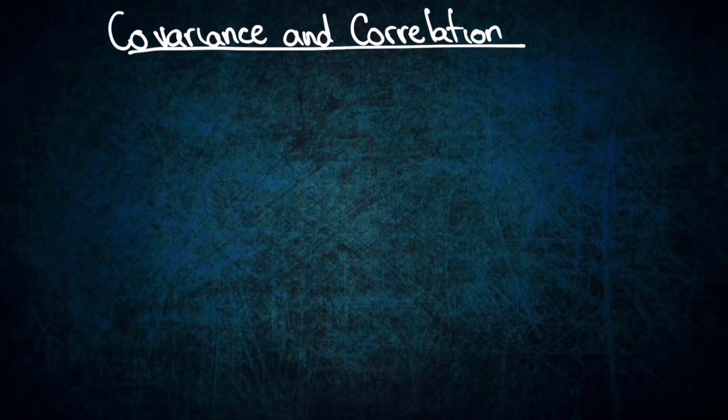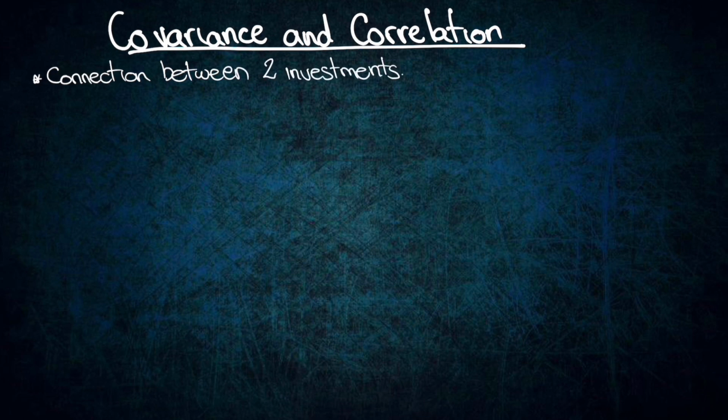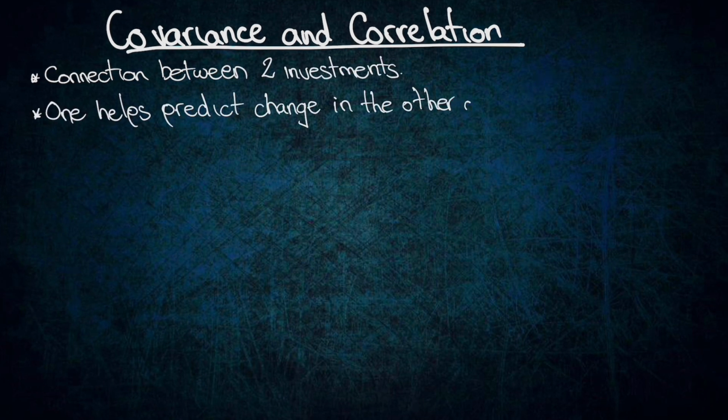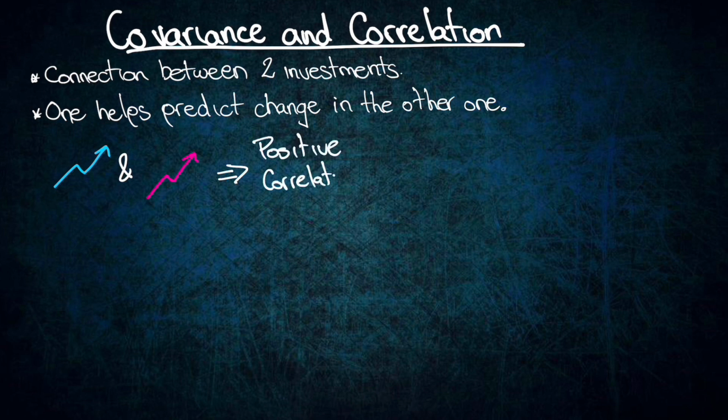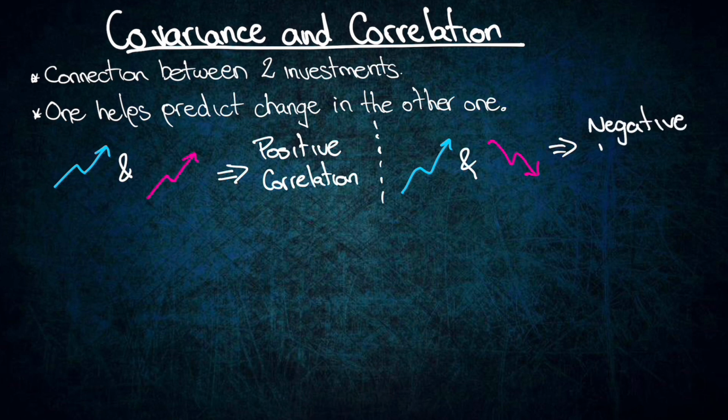Today we are going to talk about correlation. This is a really important measurement in order to understand how two investments are related to each other. So, let's start. We say that two investments are positively correlated when they tend to move in the same direction, or in opposite directions if they are negatively correlated.